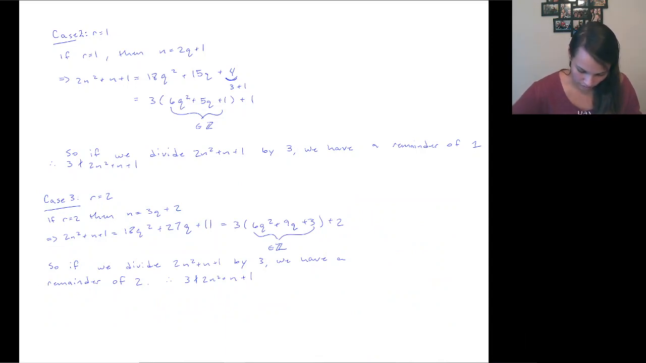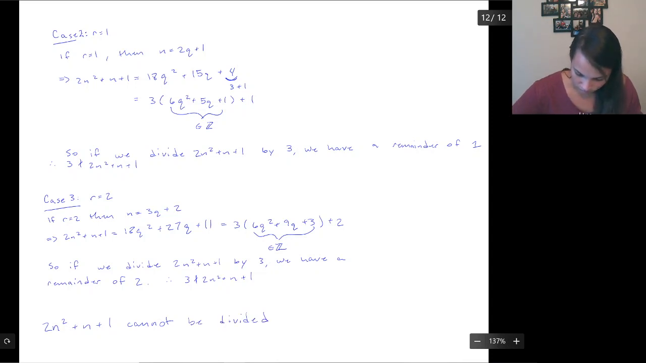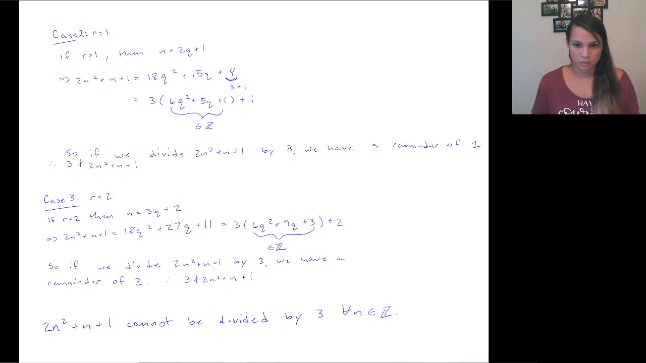So 2n squared plus n plus 1 cannot be divided by 3 for all n in the integers. You're like, did we really talk about all n in the integers? Yes, we did, because all integers, when divided by 3, have 3 choices for the remainder, and we went through all 3 choices. Done.